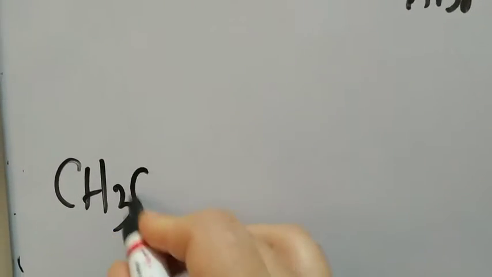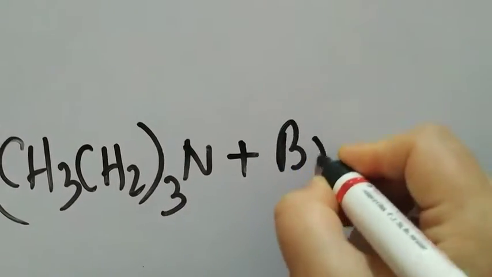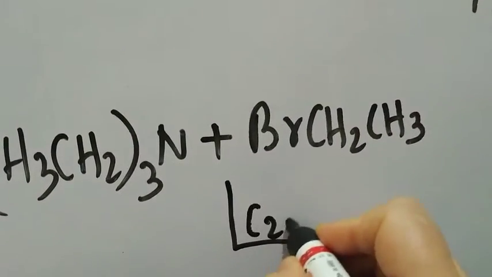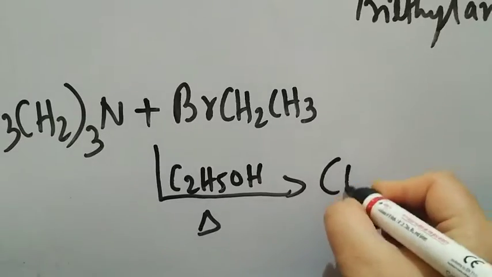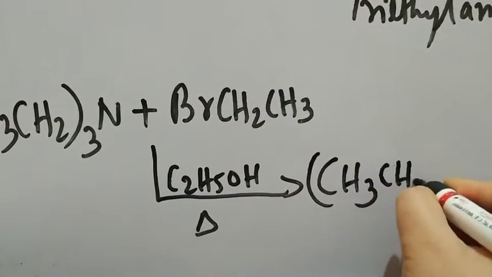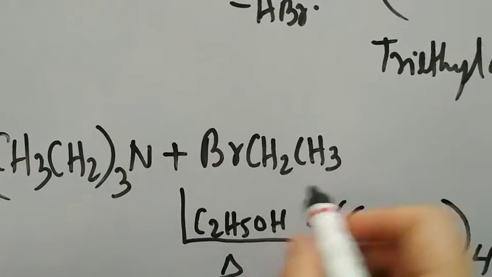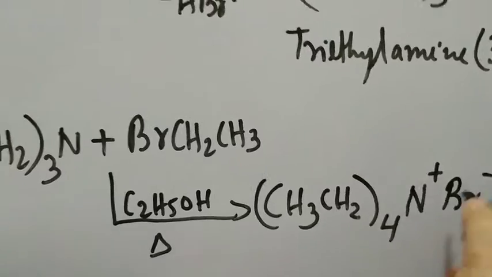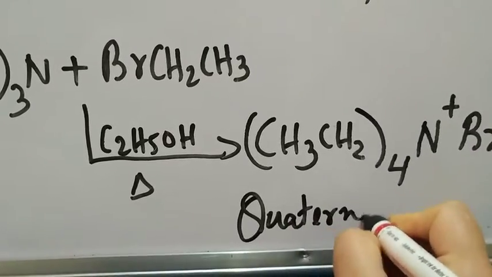We have the last and the fourth step, which is that this tertiary amine, (CH3CH2)3N, finally reacts with another molecule of bromoethane, and the conditions are the same, in the presence of C2H5OH and heat. What is the last product we get? We get (CH3CH2)4 with N, which is now N positive, and we have Br negative also. Now this is a salt. Which salt is it? It is a quaternary salt.